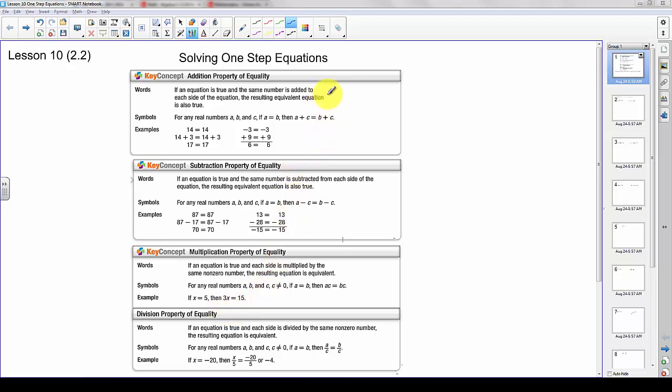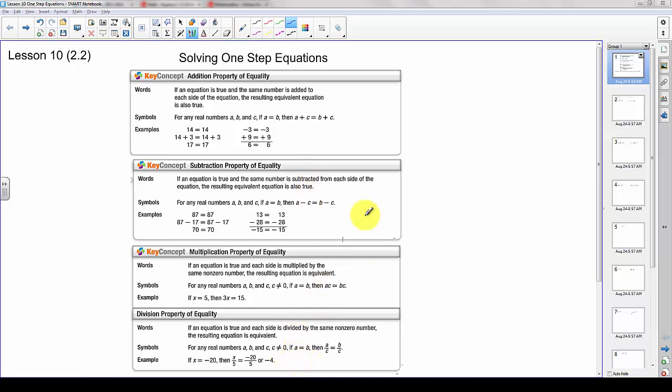It basically states that if you have an equation and you add something to both sides of the equation, the result is the same. Or if you have an equation that's true and you subtract the same term from both sides of the equation, you have a true equation. If you multiply the same number to both sides of the equation, then you have a true statement. And lastly, if you divide both sides of a true equation by the same thing, you still have another true statement.